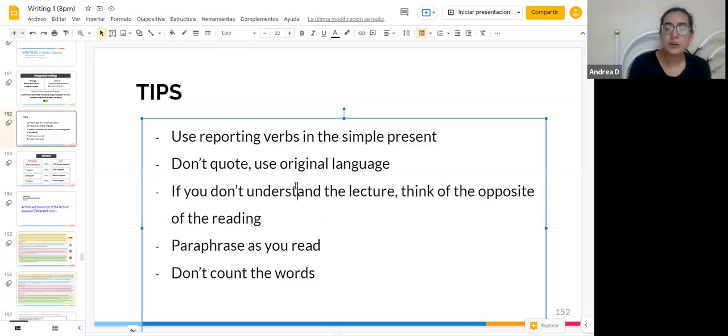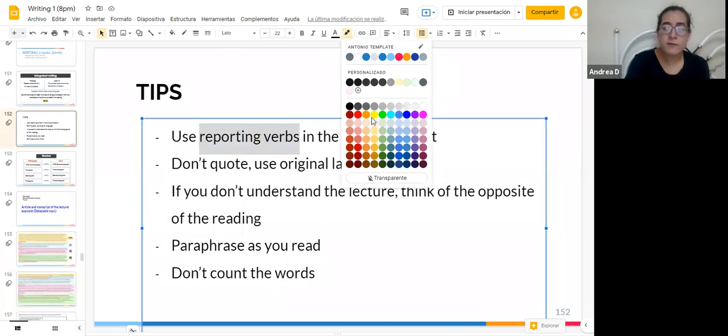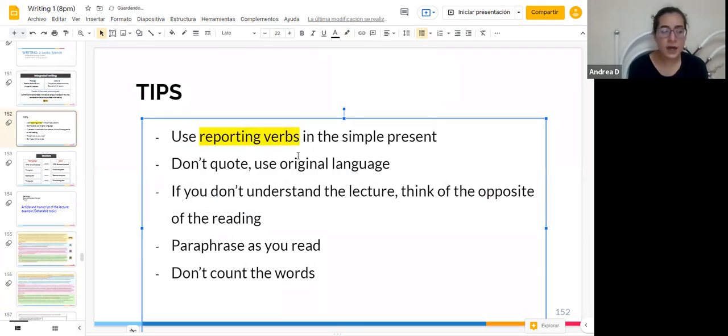So the first thing is that you're going to have to use reporting verbs, as always. You need to constantly say something like the professor states, the professor claims, points out, the author believes, the article explains, and you need to try to make them in the simple present, not in the past, okay? Not the professor stated, because these are facts.